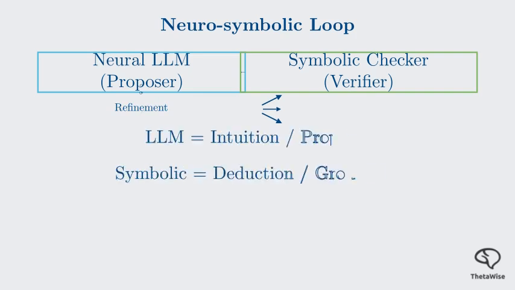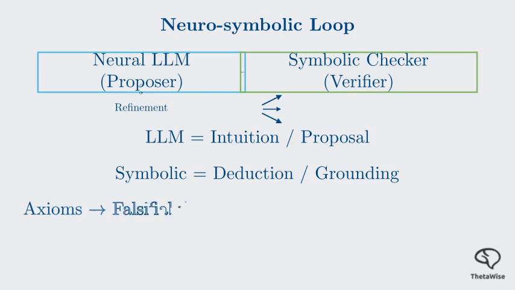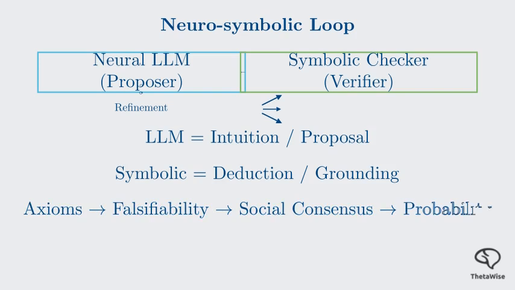This loop mimics how human experts work, using intuition to find a path, but using formal tools to ensure they haven't stumbled. In summary, we have moved from absolute axioms to survival of theories, through social contracts, and into statistical probabilities.